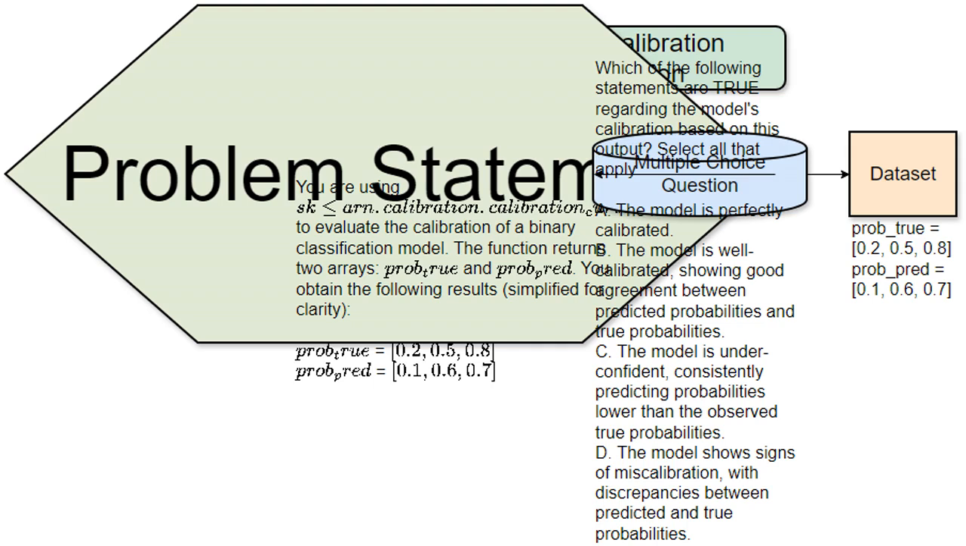I have a simplified example. prob_true equals 0.2, 0.5, 0.8, and prob_pred equals 0.1, 0.6, 0.7. The question is, what does this tell me about the model's calibration?